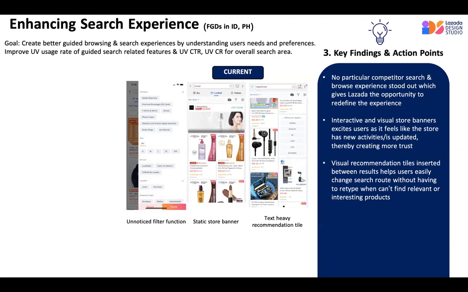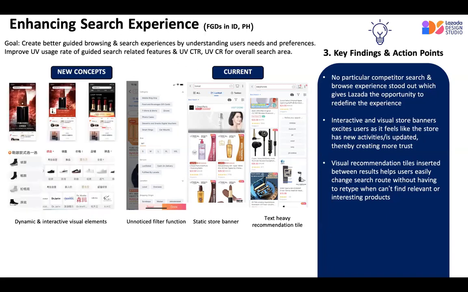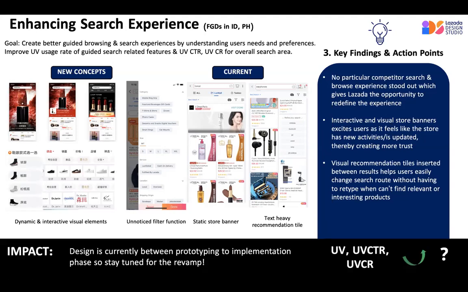In terms of interactive, I'll show you what we are thinking about. If you see, this is about refining your search, but generally your recommendations also come in this text heavy format. One of the findings is that something like this, a dynamic and interactive visual element, would be a better thing. What is the impact? We are still designing the prototype, and there's a lot of revamp going on for the browsing and search. So we will get to know about that when you use the new revamped app.